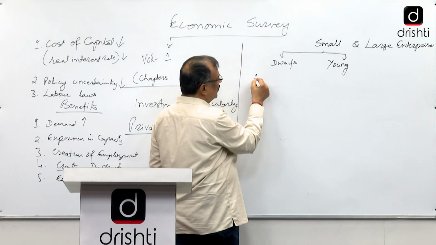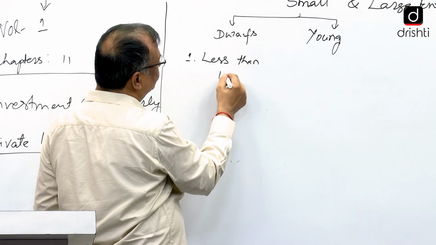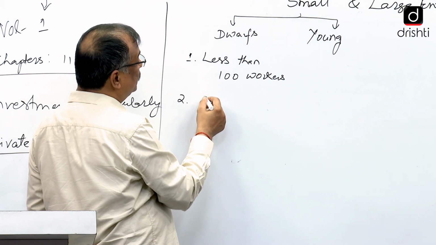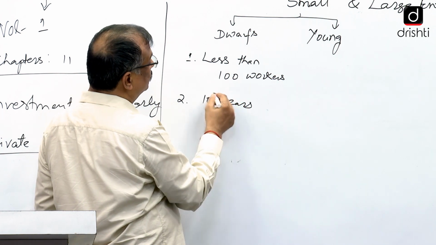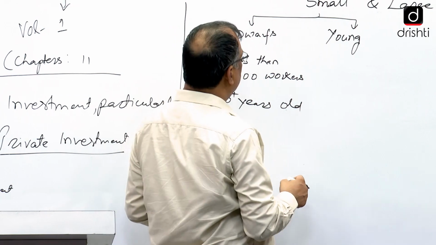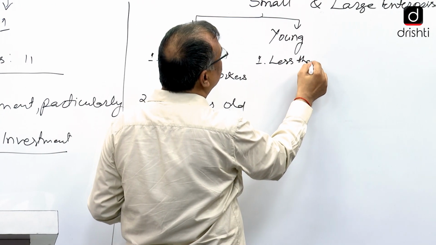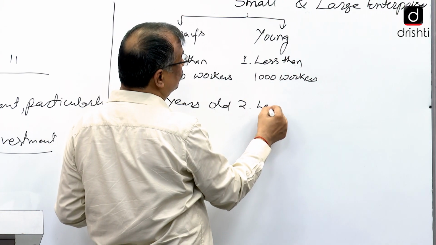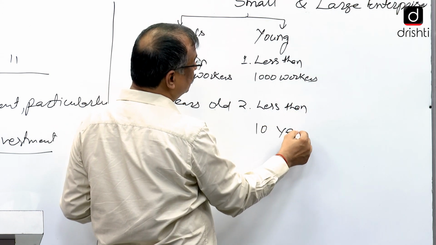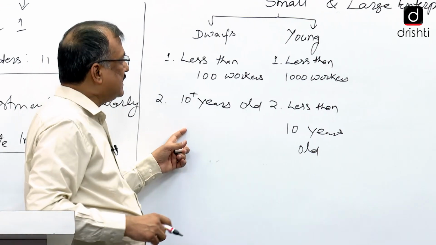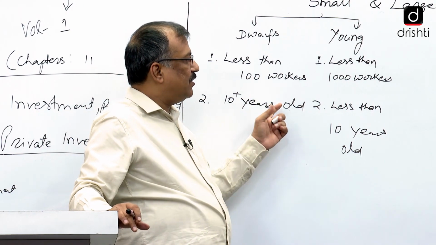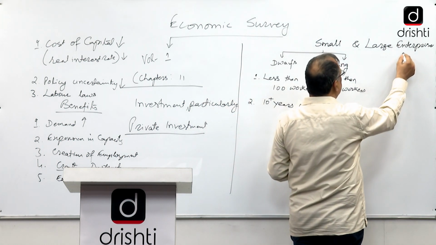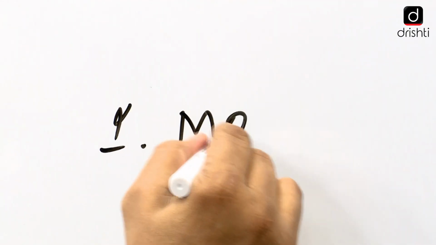Dwarfs are those which employ less than 100 workers. The dwarfs are also those which are more than 10 years old. And young enterprises are those which employ less than 100 workers, but they are less than 10 years old. So the distinction is: 10 years plus is dwarf, and less than 10 years is young. In both conditions, they employ under 100 workers, not 1,000. Large enterprises are those which employ more than 100 workers.